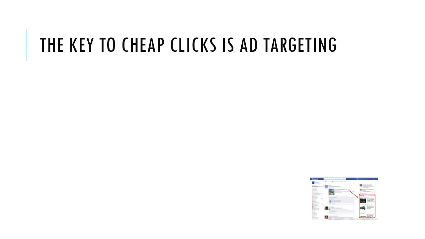The key to cheap clicks is targeting. The more targeted that you can get with your ad, the better you're going to get in terms of cost per click. That's just the general rule. So what you want to do is get as specific as you can in your ad targeting. And of course, there are some upsides and downsides to doing things this way.